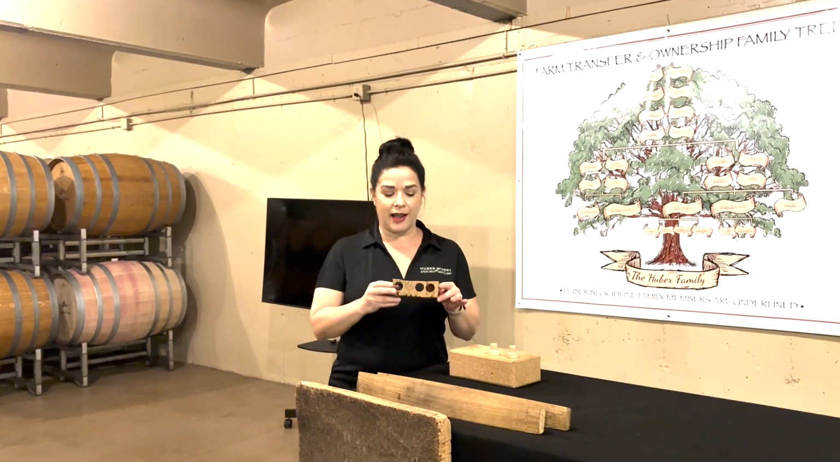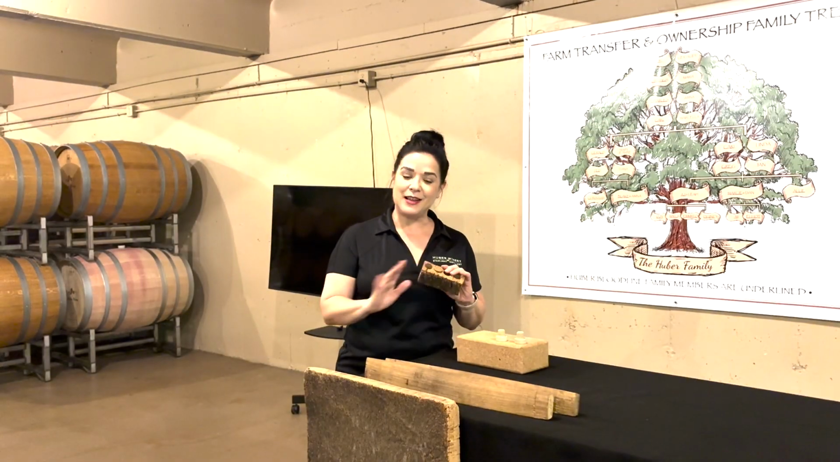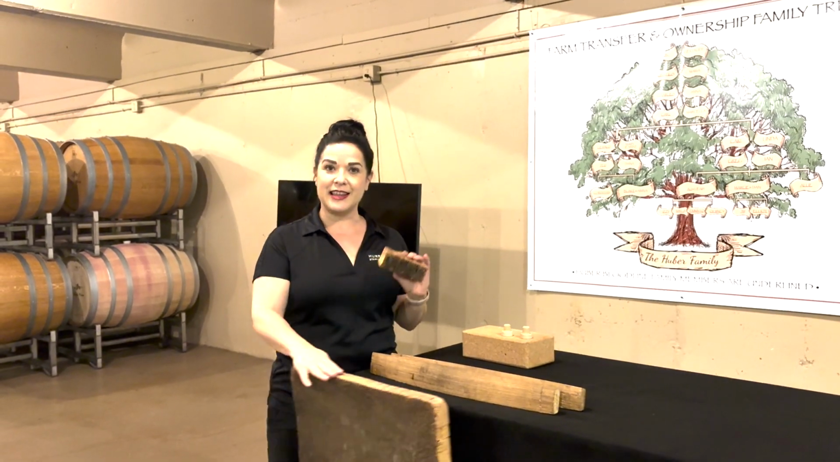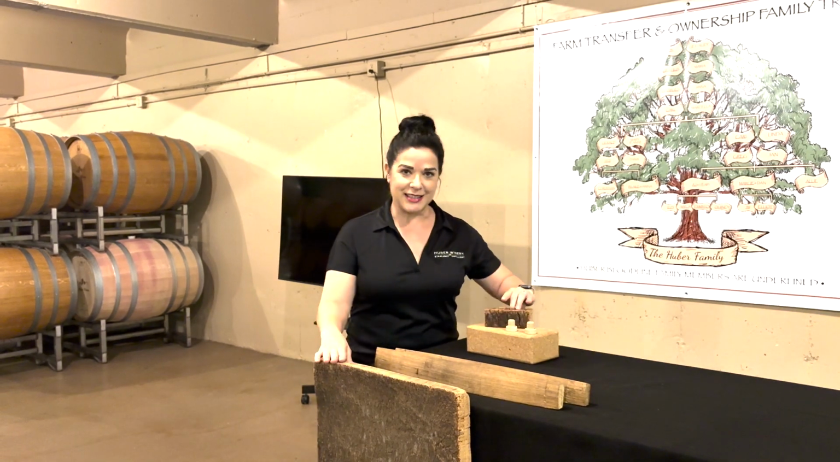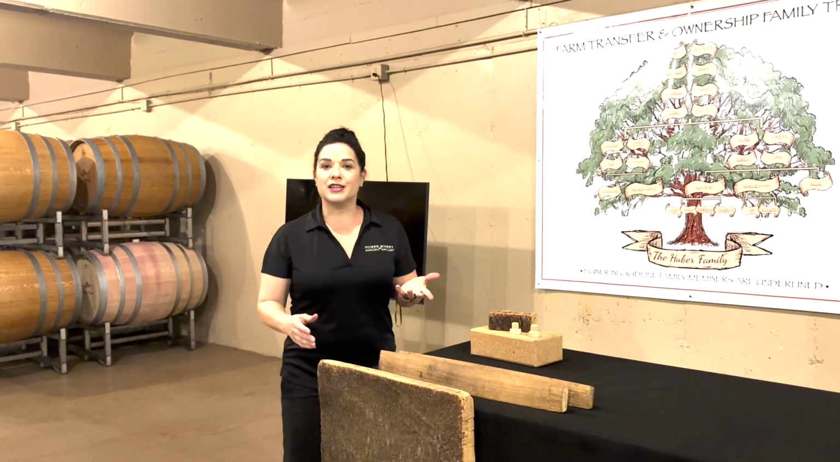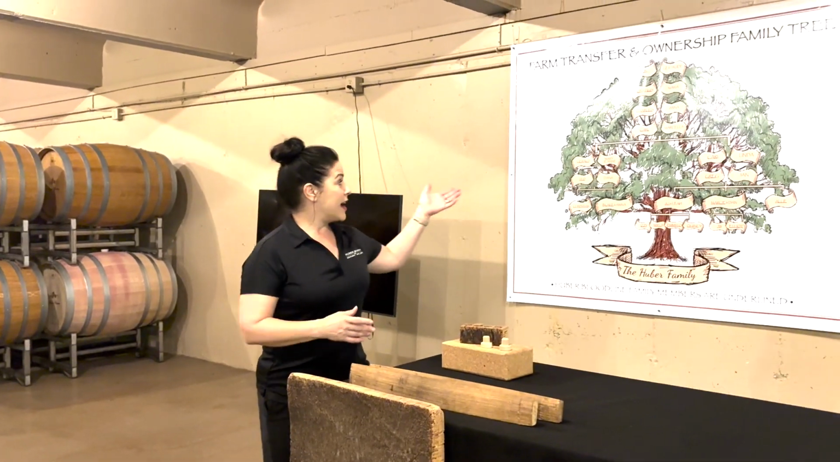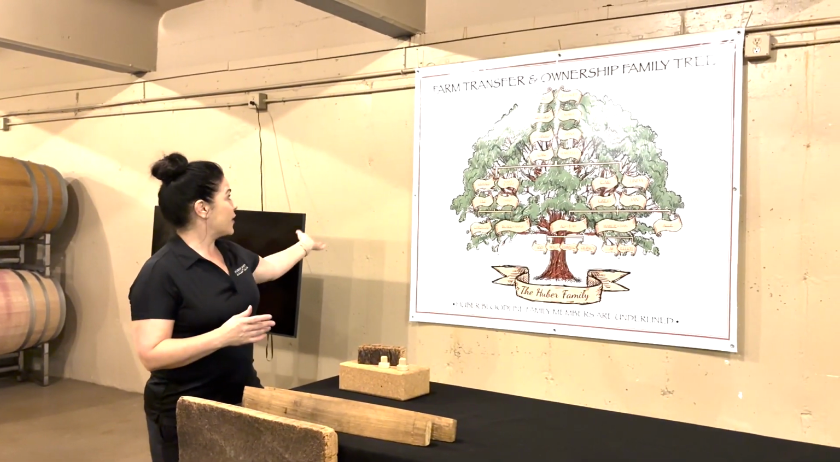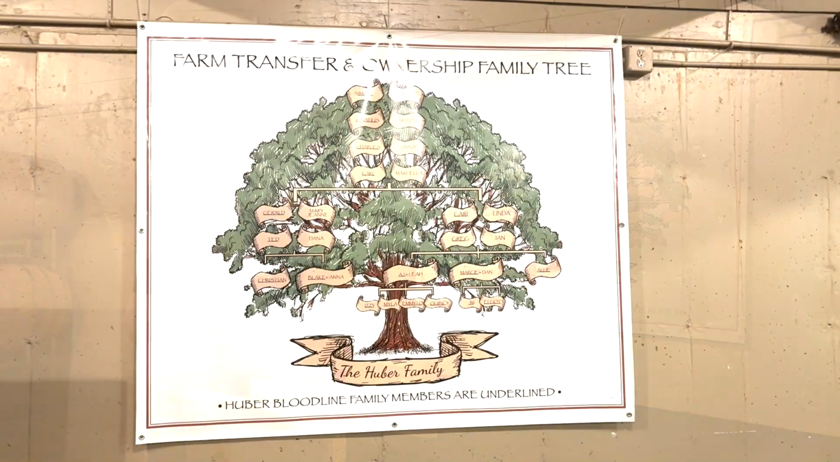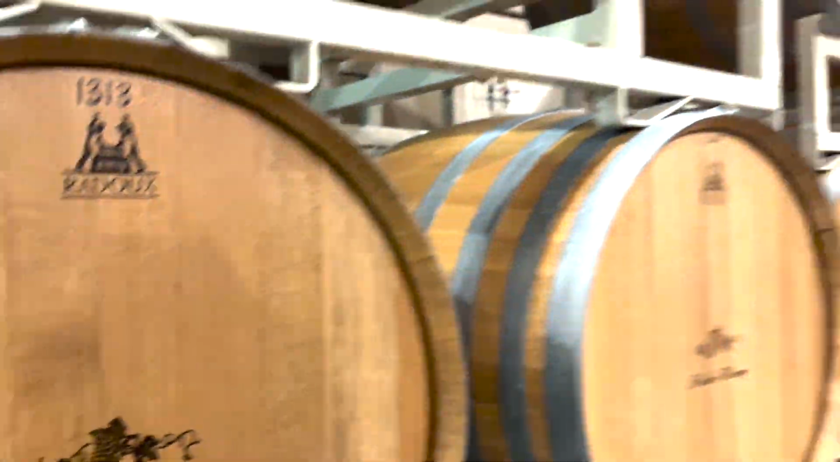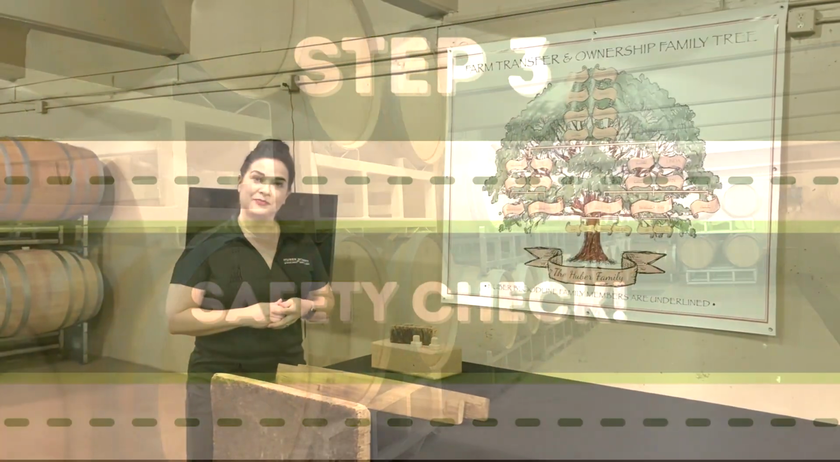So for example, a cork display. If people on your tour have never seen what actual cork looks like and where it comes from, this is fascinating. And then a little piece of the history. So why you are there, why you do what you do. We actually have a Huber farm transfer and ownership family tree that demonstrates the past 184 years of Huber ownership on this very farm.